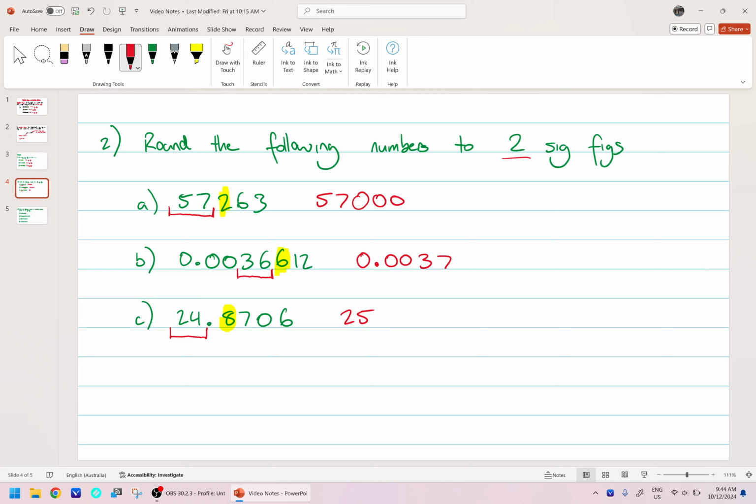Again, mathematically and numerically, that is fine. But because it's after the decimal point, we can chop off any numbers that are not significant. So we're saying 24.8706 is approximately 25, which it is. It's pretty close to it.